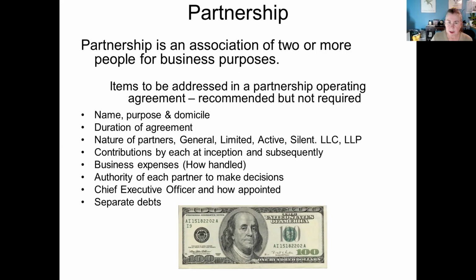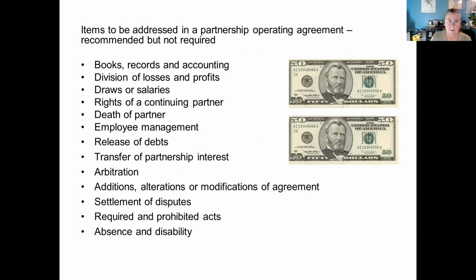The authority of each partner to make decisions. Someone has to be the boss. There has to be a chief executive officer, and you have to decide how you're going to pick that person. Or are you going to rotate it over a series of years? The debts are separate. All 3 of the people owe money in the percentage that they're into the business.